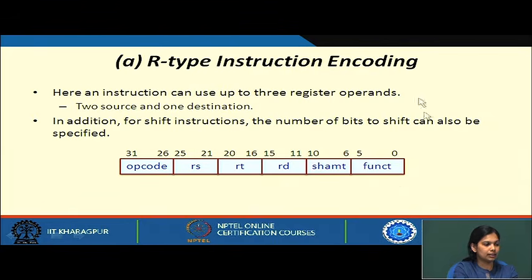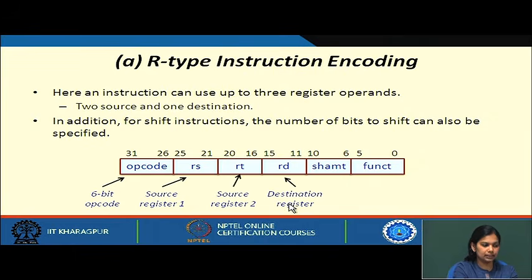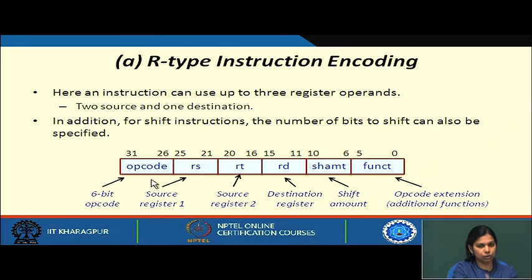So, this is an R type instruction encoding. As I said, there is a 6-bit opcode, source register 1, source register 2, the destination register, and the shift amount, the amount of shifting you want to do, which can be specified here, and then the opcode extension. If the opcode is, let us say, 00000, then we say that this is an ALU operation, and based on the function field we see which ALU operation it is: add, mul, div, sub, etc.